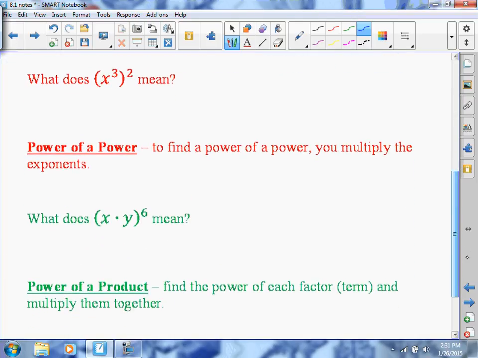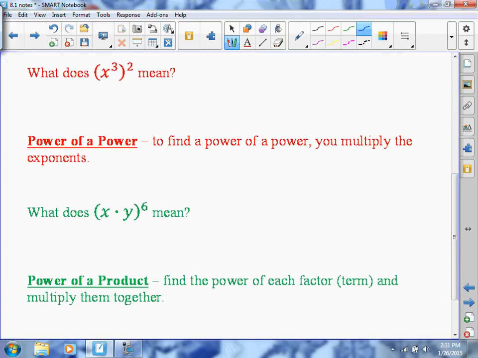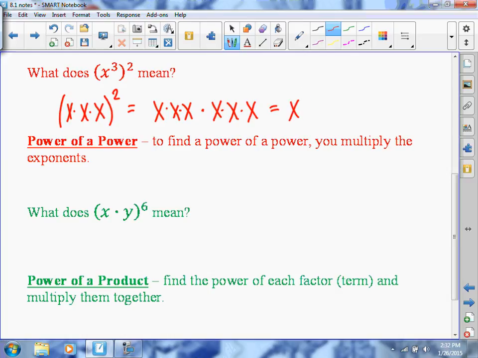Okay, then we also have this expression where you have x to the third squared, and inside the parentheses we have x to the third. So if we were going to simplify that, I would write it x times x times x times itself 3 times. But then that expression is being squared. So that means we have x times x times x times itself, x times x times x. So again, all together, I have x to the sixth.